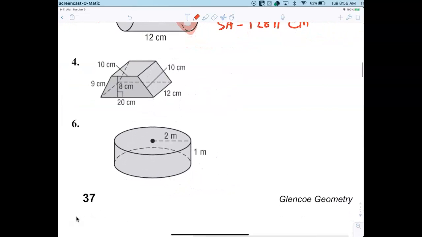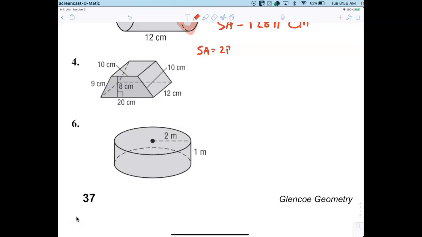Why is number 4 annoying? Because you have to remember the formula for the area of a trapezoid. Please pay attention. You should know these. That's why I'm telling you, write things down. So here we go. Surface area. Let's knock this out.